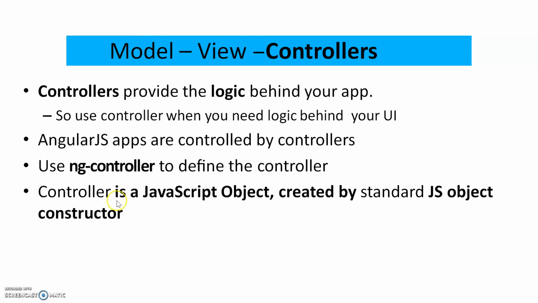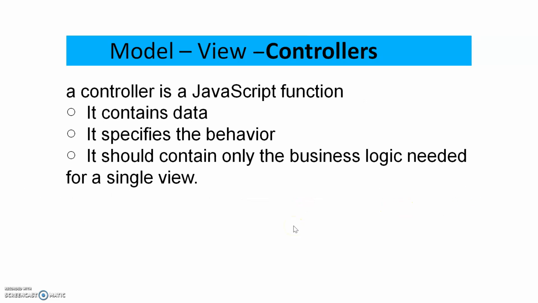What this controller actually is, is a JavaScript object. It is a JavaScript object created by a standard object constructor. A controller is nothing but a JavaScript function. Inside that function, we can write variables. We can specify the behavior, different functions we can write in that, and it should contain only the business logic needed for the single view. Please remember, write the controller to specify only a single view's contents, to display what business logic will require.